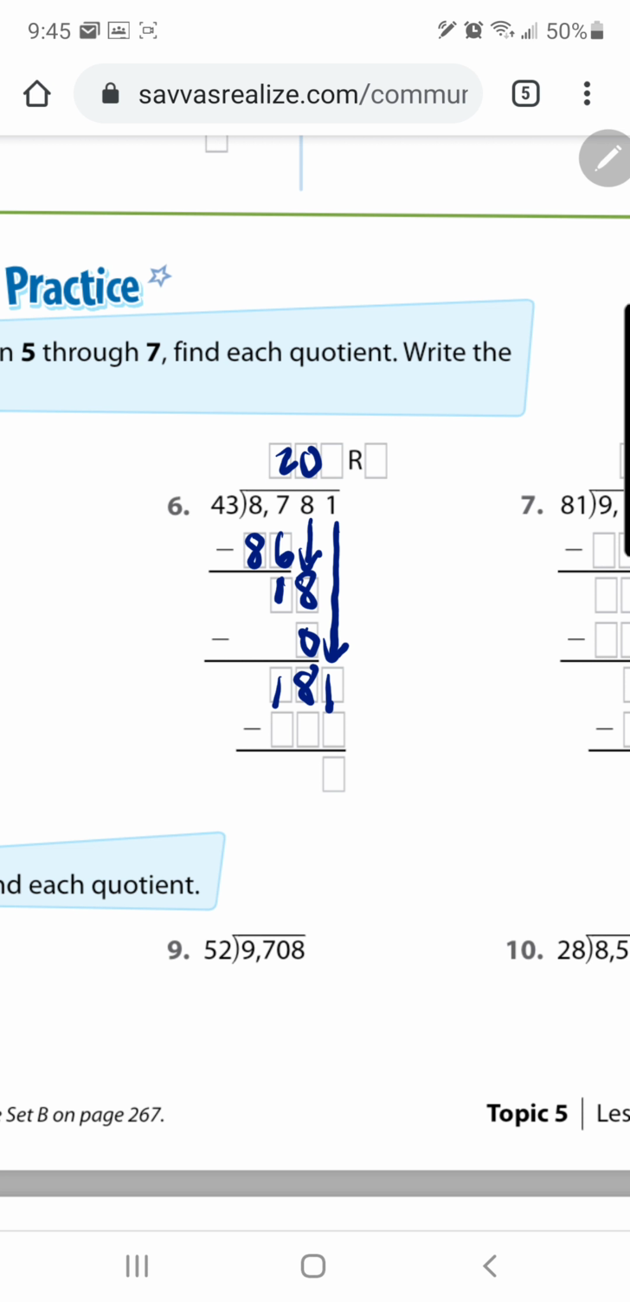Sigue el patrón. Okay, so 43. How many groups of 43 can I make with 181? ¿Qué tantos grupos de 43 puedo hacer con 181?